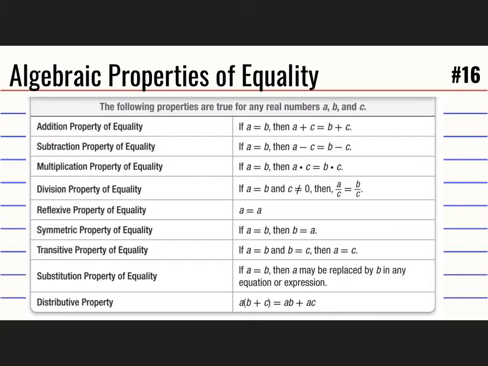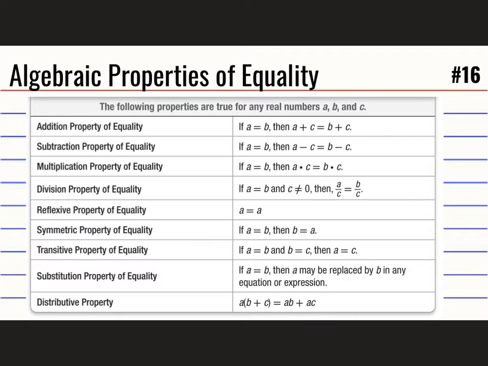The addition property of equality says that if A is equal to B, then A plus C is equal to B plus C. So basically, if you add something on one side, you have to add it on the other. The same thing holds true for the subtraction property of equality, the multiplication property of equality, and the division property of equality. If you add, subtract, multiply, or divide on one side of the equation, then you must do the same thing on the other side if A is equal to B. And please also note that all of these properties are true for any real number when we use the letters A, B, and C. So we are talking about any real number.